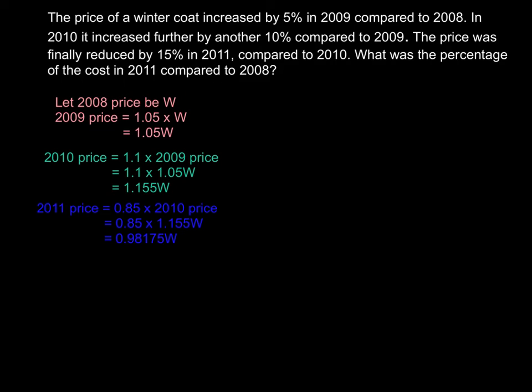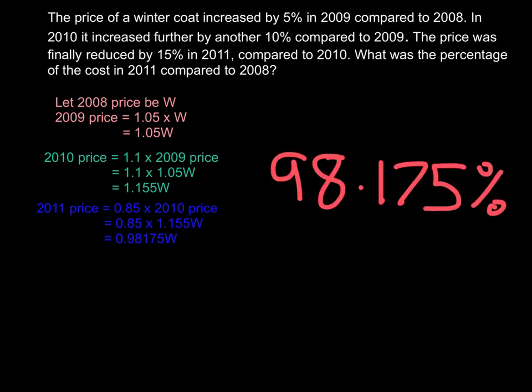This will leave me with 0.98175W. If I want to convert this to a percentage, I can do so by multiplying it by 100. That means that my 2011 price will be 98.175% of the price compared to 2008. So the winter coat is now cheaper than it was in 2008. So there you have it, 98.175%.